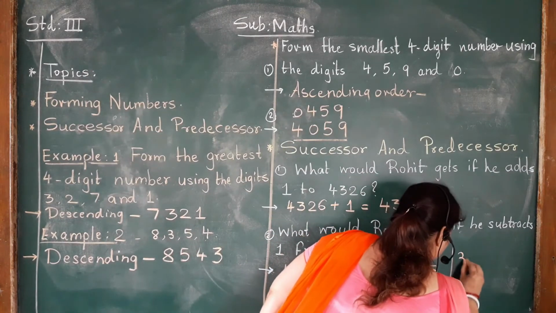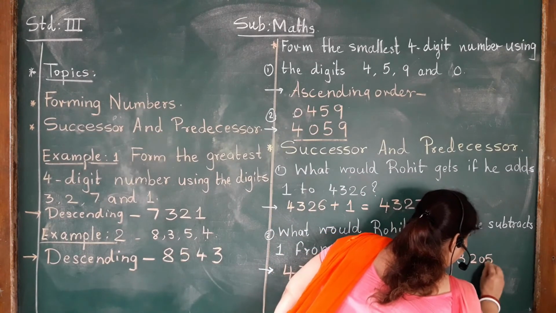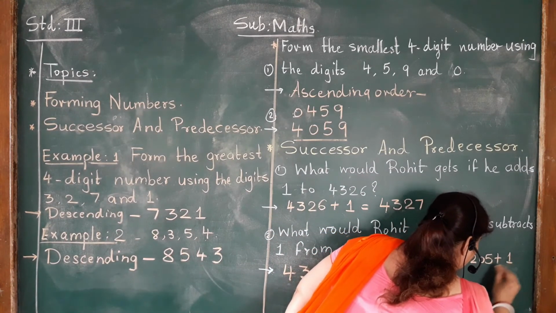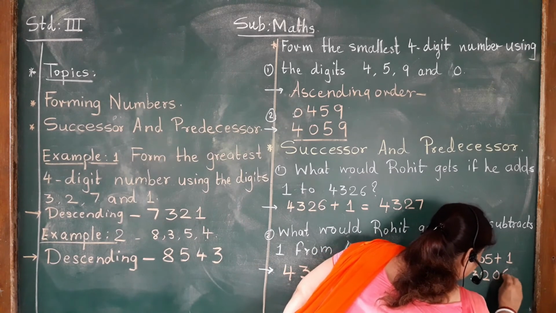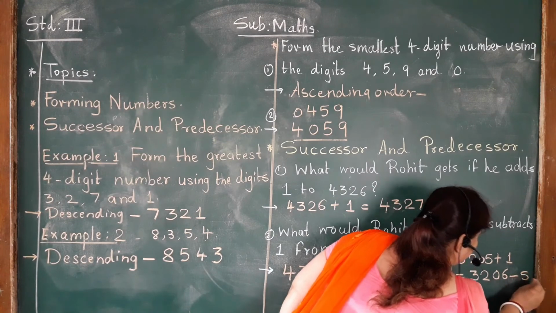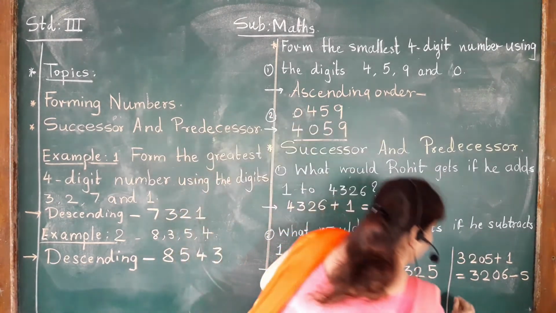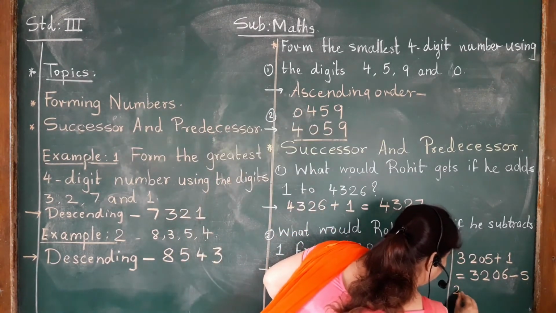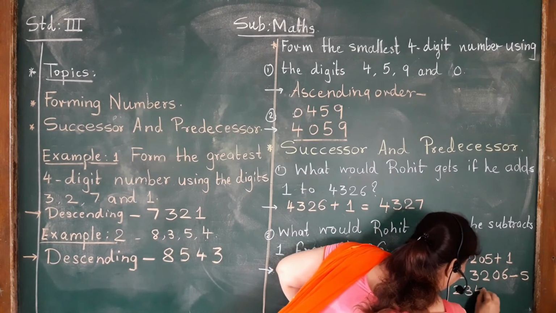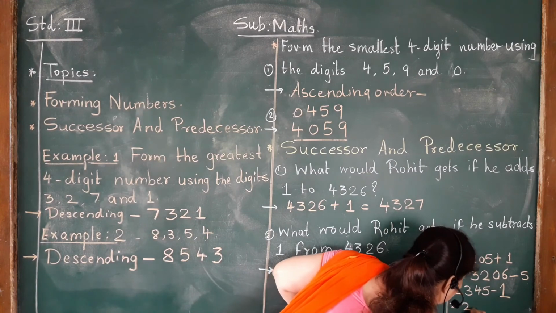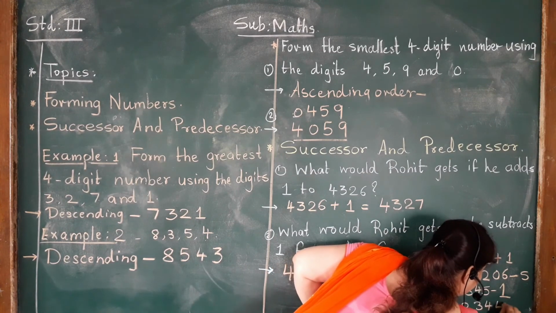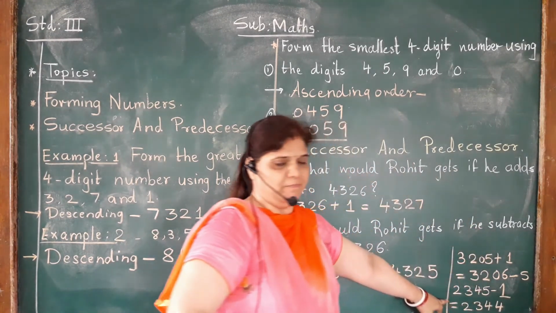See here, 3,205 plus 1 is equal to 3,206. This is an example of successor. And one more example of predecessor. 2,345 minus 1 is 2,344. This is an example of predecessor.